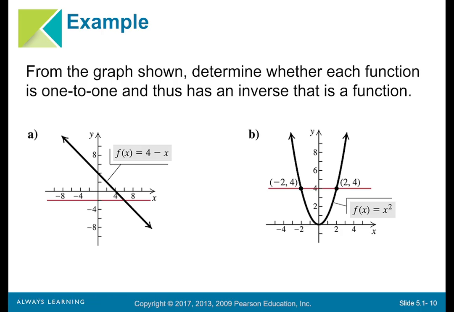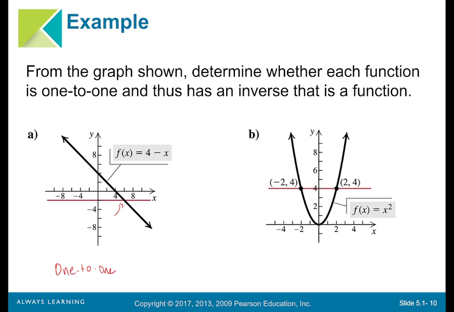From the graph shown below, determine whether each function is one-to-one and thus has an inverse that is a function. First off, we have the line 4 minus x. You can see the red line is playing as our horizontal line test. Essentially, hold your pencil horizontal and scan it up and down along the graph. If it only touches in one place, then it passes the horizontal line test. Right here, it only crosses in one place anytime I move that red line up or down. And so this one is one-to-one.